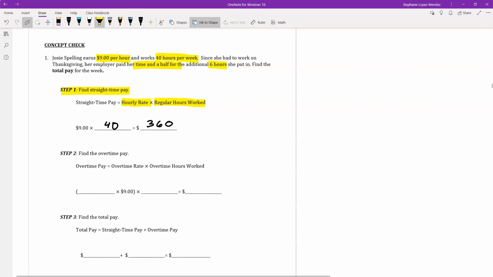So now step number 2. Find the overtime pay. Our formula for the overtime pay equals overtime rate multiplied by the overtime hours worked. Now the overtime rate is 1.5, right? That's what the problem says. And we are going to multiply that by 9. So let's go to our calculator.